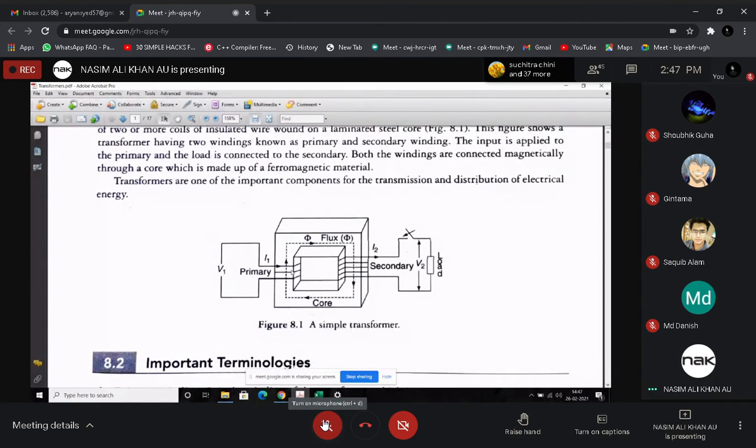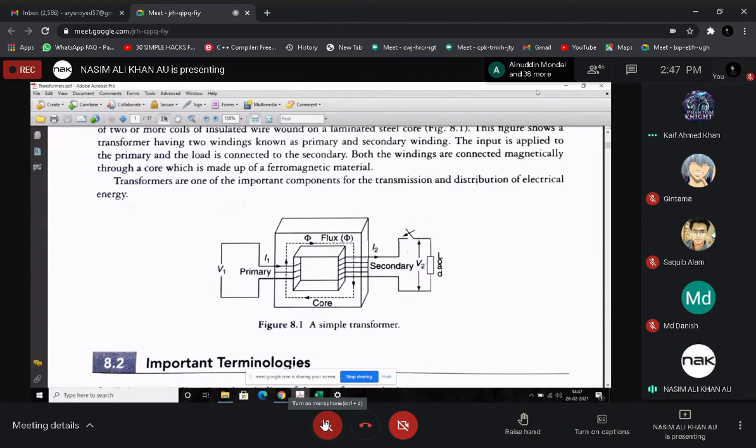Coil means if I wind a particular strip 3 or 4 times around, like one thread, like one screw, if I give it 4 rotations, 5 rotations, this is nothing but a coil.